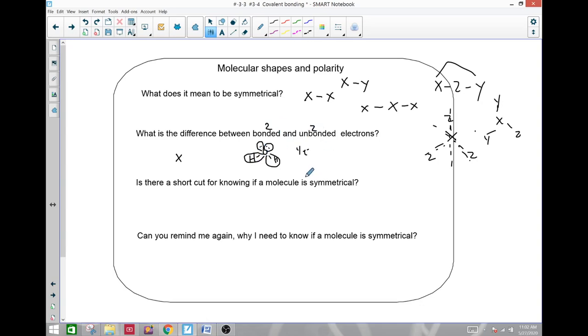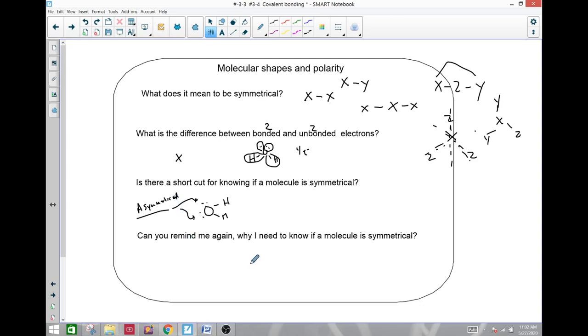Hopefully that makes sense. Is there a shortcut in knowing if a molecule is symmetrical? And the answer is yes. Our shortcut rule, which hopefully you're aware of, is that if you have any unbonded pairs, then you are considered asymmetrical. We're not going to get into this a ton because there's a little video on that. Can you remind me again why I need to know if a molecule is symmetrical?